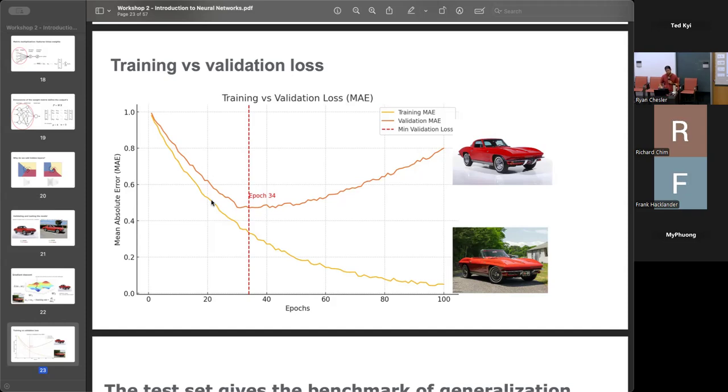This is different if you have a massive data set or if you have a very simple model or something like that. Your loss curves can look different, but this is a pretty common one. You say I learned and then eventually I diverge. Yeah, go ahead.